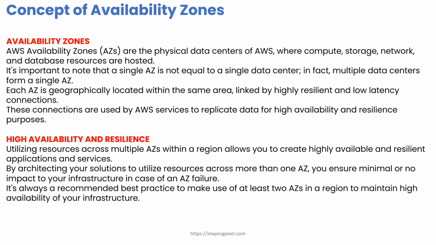High availability and resilience. Utilizing resources across multiple AZs within a region allows you to create highly available and resilient applications and services. By architecting your solutions to utilize resources across more than one AZ, you ensure minimal or no impact to your infrastructure in case of an AZ failure. It's always a recommended best practice to make use of at least 2 AZs in a region to maintain high availability of your infrastructure.